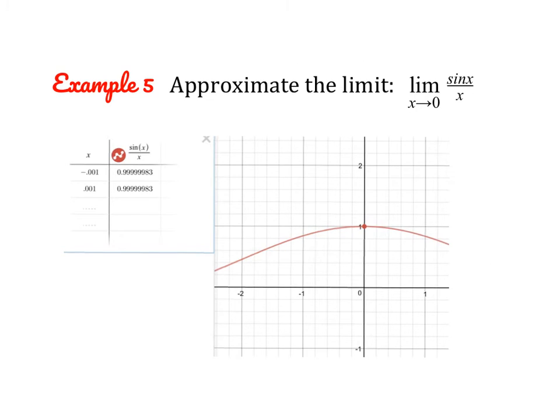All right, so here's another kind of interesting looking graph. The limit as x approaches 0 of sine of x over x. So we end up with something that looks like this. We can see that from the left, it's getting really, really close to 1, and it would do the same from the right. So this limit is also 1.